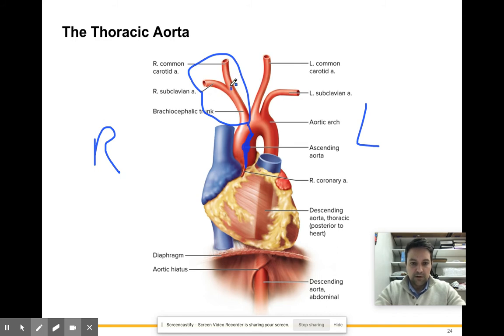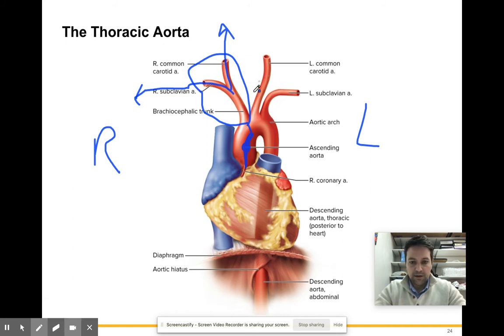This part that goes straight up to your head is called the carotid artery, the right common carotid artery. And then the other portion of the brachiocephalic region is going to go to your right arm, underneath your clavicle, which is why it's called subclavian, under clavicle. Sub means underneath, like submarine. Clavian means clavicle. R means right. Right subclavian.